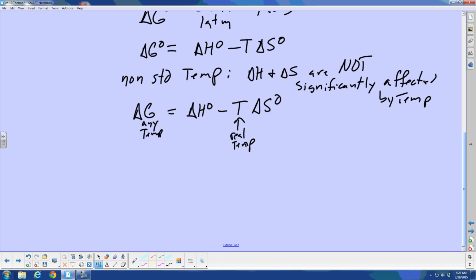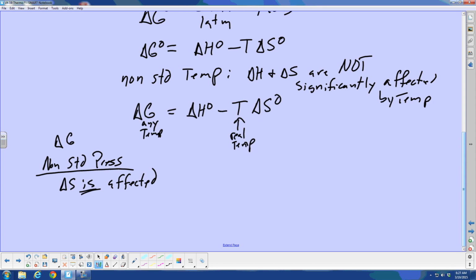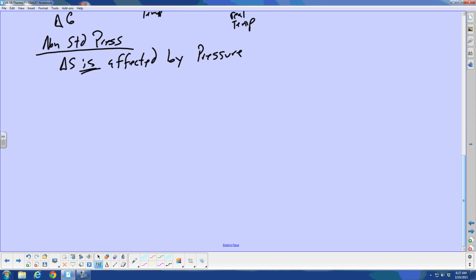What about non-standard pressure? Okay, now we got a problem with delta G at non-standard pressure. Here's why. Delta S is affected significantly by pressure, and we need to use a conversion for that. My delta S at any pressure is going to be equal to my delta S at standard conditions minus R log of Q.